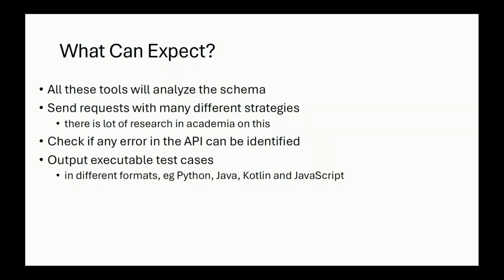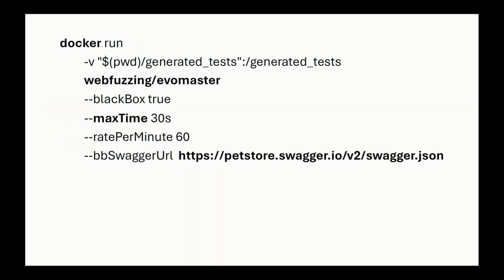I mean, you could get test cases in Python, Java, or Kotlin. It depends. And then, if those fuzzers can identify bugs in those APIs, they will tell you, hey, I have this test case which shows you this bug. So, for example, I'm the author of EvoMaster, one of those tools. And what happens if you want to try it?